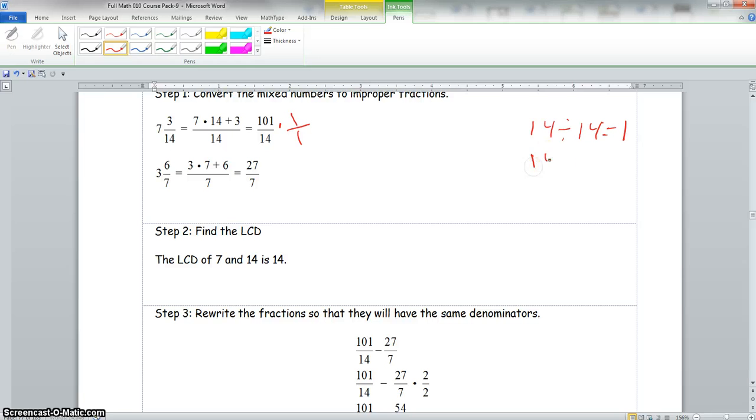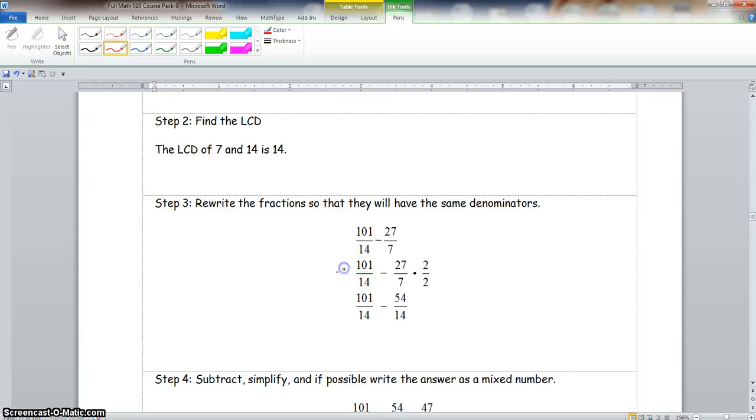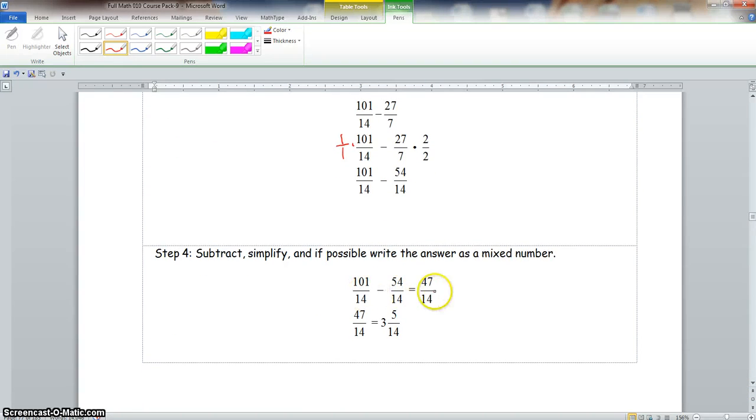Now, we have this here. We take the new denominator divided by the old denominator. 14 divided by 7 gave us 2. So we really multiplied this fraction by 2 over 2, which we have stated here. So now, as a matter of fact, I will put the 1 over 1 here. So now, we have 101 over 14 minus 27 times 2 is 54 over 14. Now we subtract. Our denominator still stays 14, and we take 101 minus 54, which gave us 47.